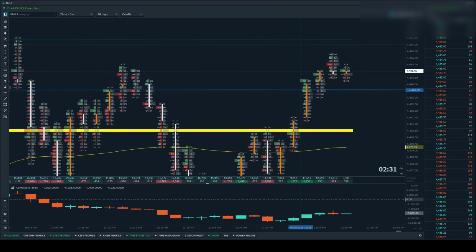You can see on this delta chart, there's buying right here. So I'm keeping my stop underneath that. And that's your 27 tick line right here. But I'm trying to stay underneath this right here.